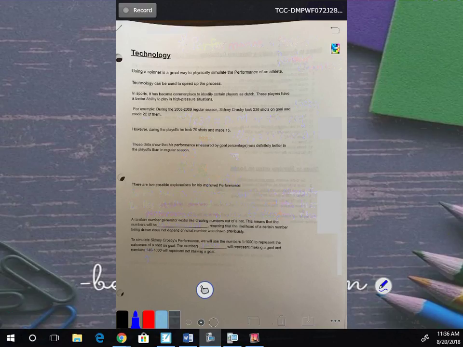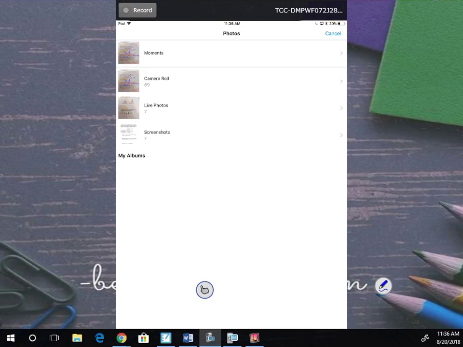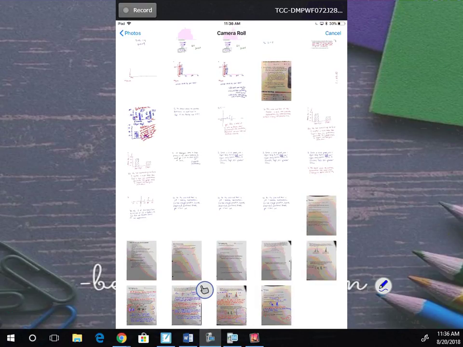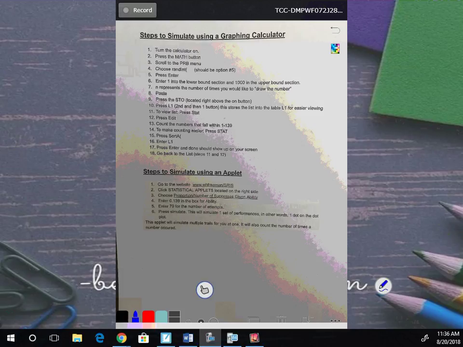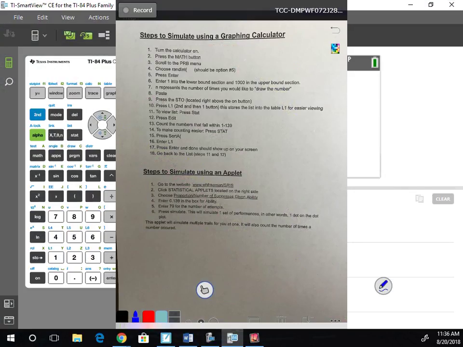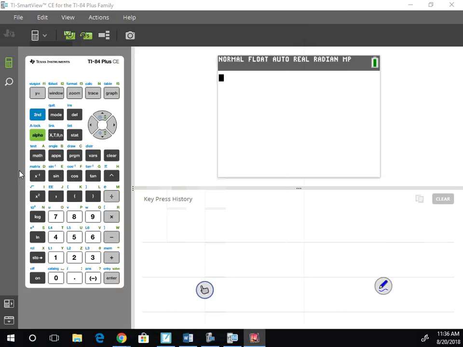So, I literally did it step by step. So if I'm looking at my graphing calculator, look at the steps as I'm following along on the calculator. First step is to turn it on. Step 1 done. My calculator is on. Step 2 is to press the math button. The math button is located below the green button.